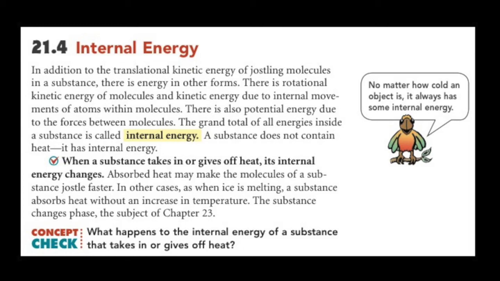Absorbed heat may make the molecules of a substance jostle faster. In other cases, as when ice is melting, a substance absorbs heat without an increase in temperature. The substance changes phase, the subject of chapter 23. Remember, when a substance absorbs energy but its average kinetic energy does not increase, in other words its temperature, which is the average kinetic energy, that means that the potential energy of the substance is changing. So a change of phase is actually an increase or decrease, depending upon the direction, of potential energy.